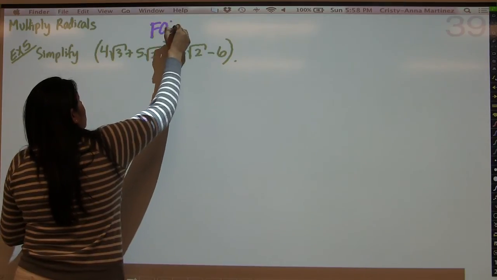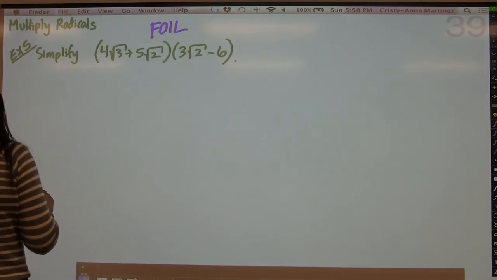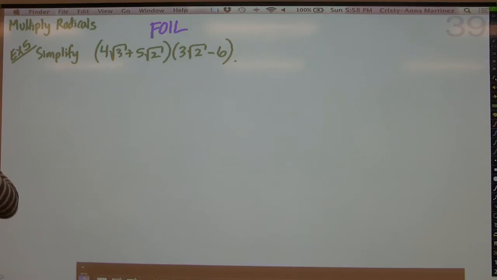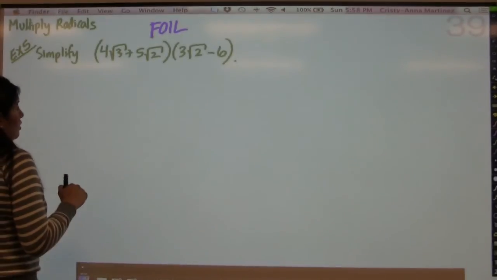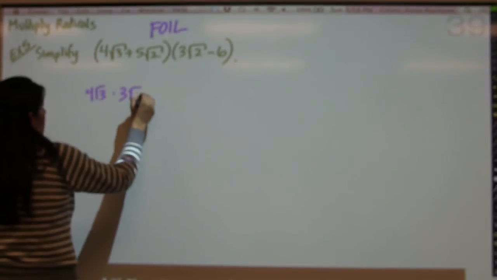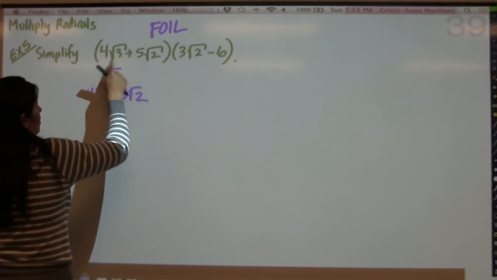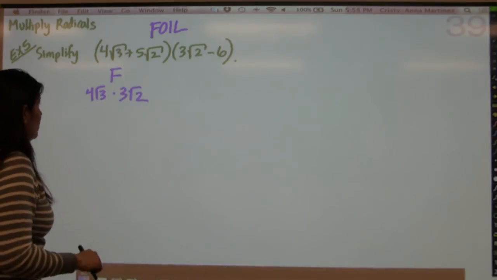Not sure what happened there. Okay, so we're going to FOIL here, and so just keep track of what you're doing. So I'm going to try to show all my work here to make it easy for you. So first times first means 4 root 3 times 3 root 2. That's F. First times first. 4 root 3 times 3 root 2.